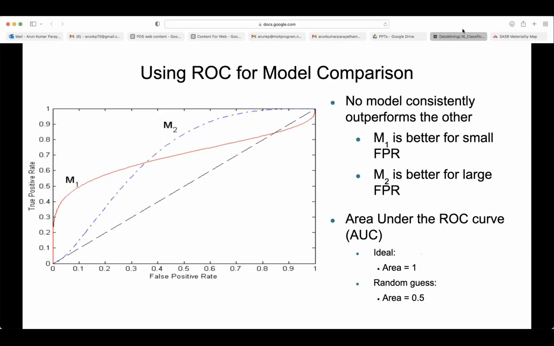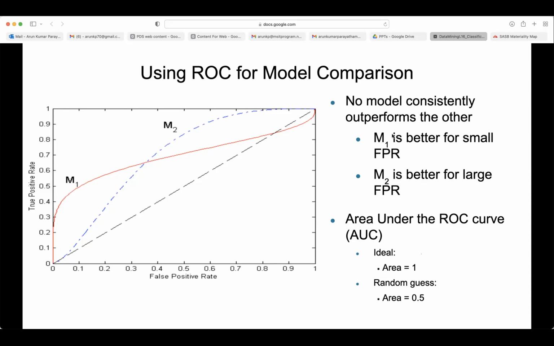So, using ROC for model comparison. How do we use ROC for model comparison? ROC full form, do you remember? Receiver operating characteristic, right? AUC means area under the curve. Some people also call it the AUC curve. So how much area is covered? Ideally you should cover the entire rectangle, but how much area are you covering? So people also call this AUC.